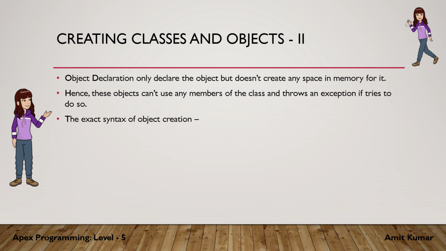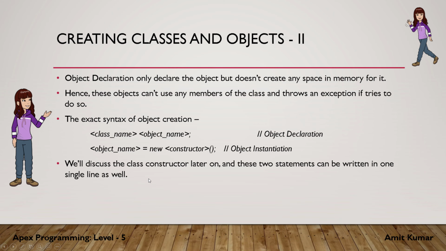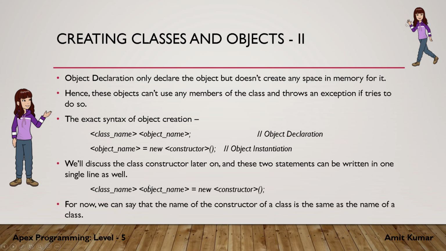The exact syntax of object creation looks like this, where you can see the object declaration is as we have discussed earlier. But in the object instantiation, instead of class name, I have written constructor over here. We will discuss the class constructor later on. And these two statements can be written in one single line as well, like this. But for now, we can say that the name of the constructor of a class is the same as the name of the class itself.